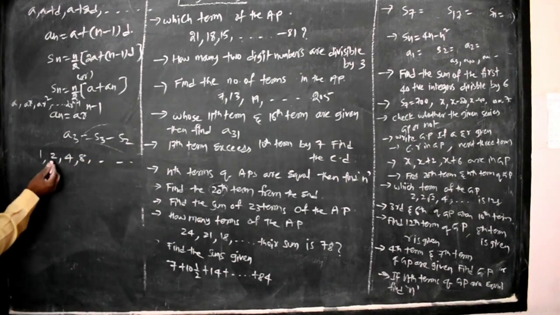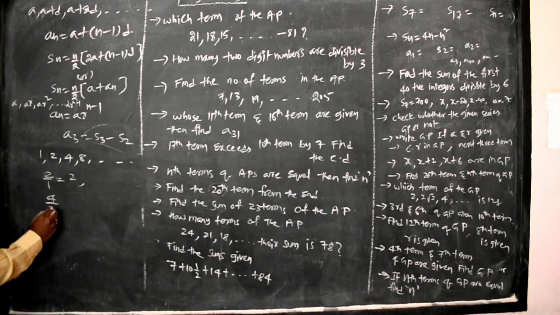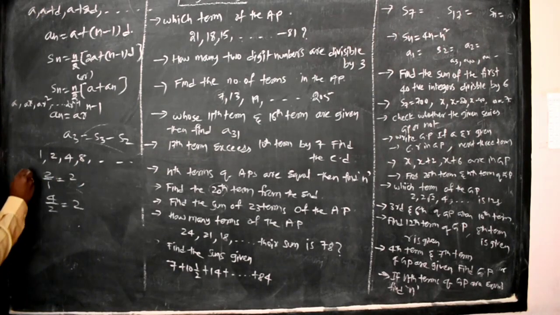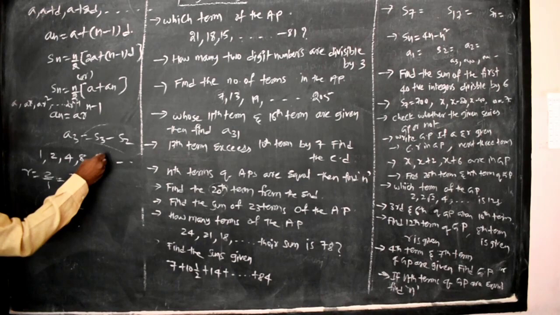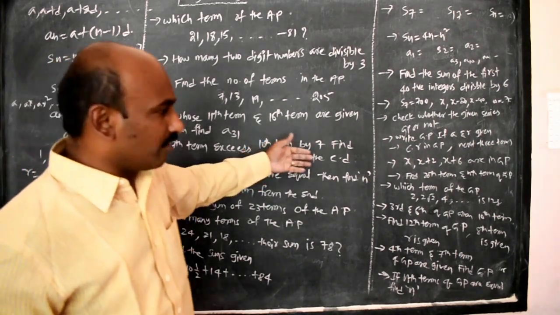If I got this GP series 1, 2, 4, 8 like this. Second term by first term, 2 by 1 is 2, and third term by second term, 4 by 2 is 2. Like this we can see this forms a GP. To write the next 3 terms, multiply 8 with the common ratio 2, then you will get 16, and the next term you will get 32. Like that we can write however many terms we want.